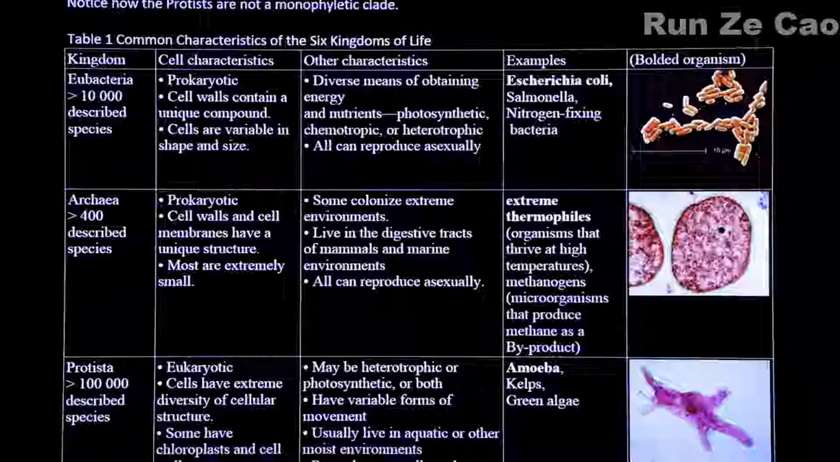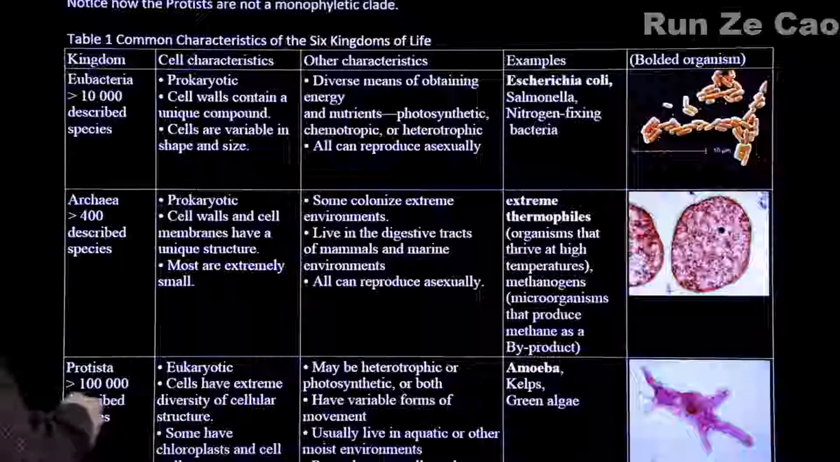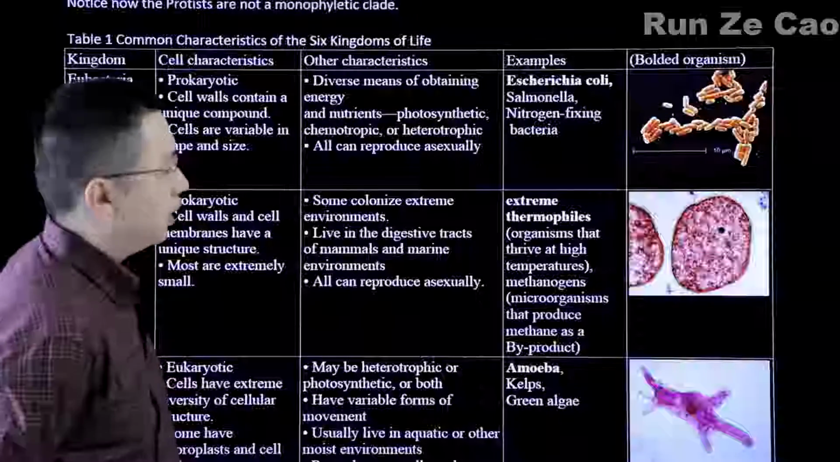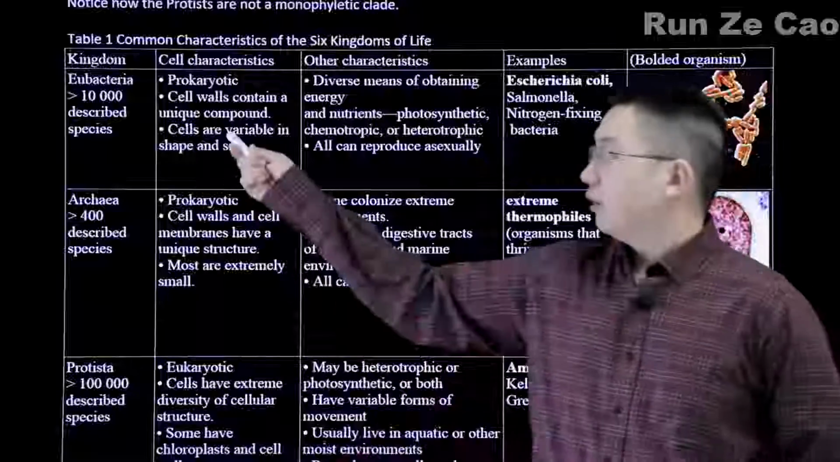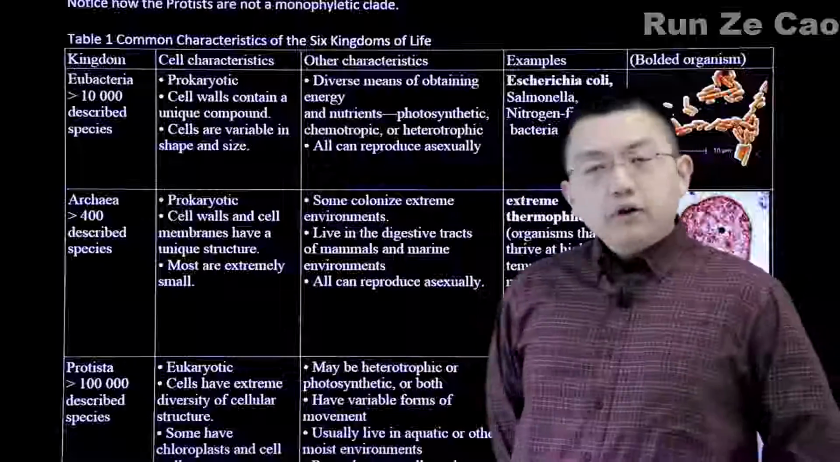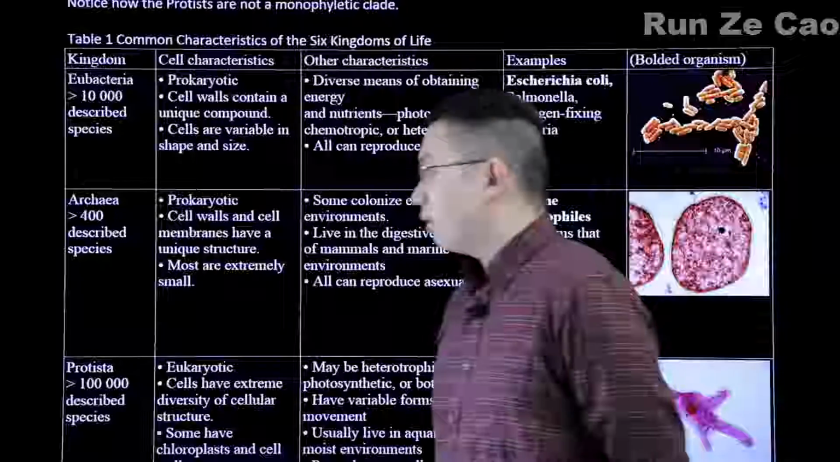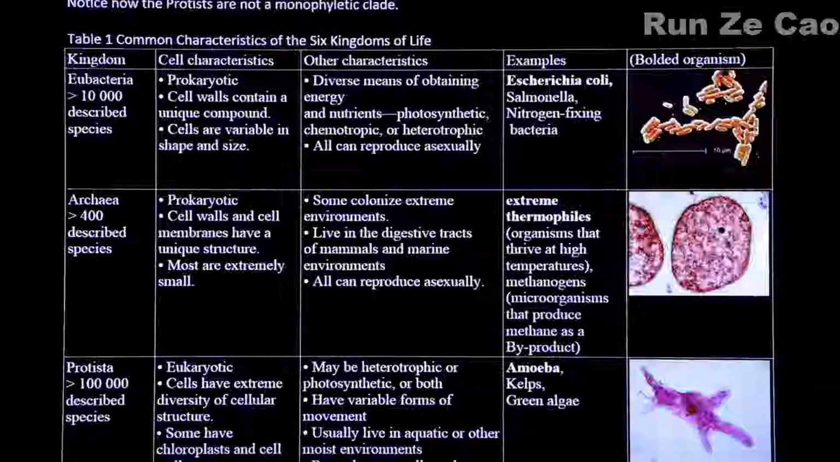So here's some characteristics of the old Six Kingdoms, which for the most part still apply to some degree, other than Protista. Eubacteria is only a few tens of thousands at most of described species to date. This number is a little bit old. They are prokaryotes. They have cell walls. The cell walls contain a unique compound called peptidoglycan.